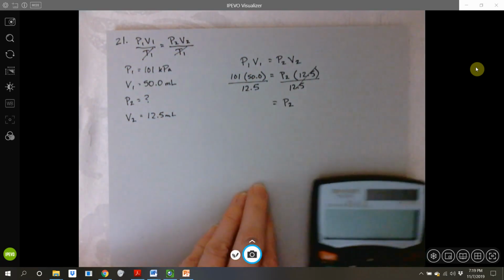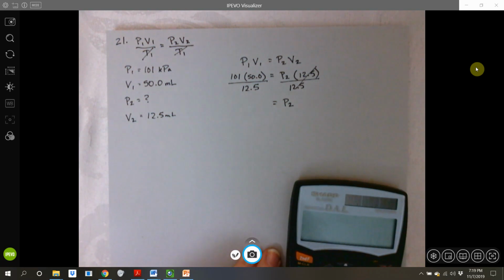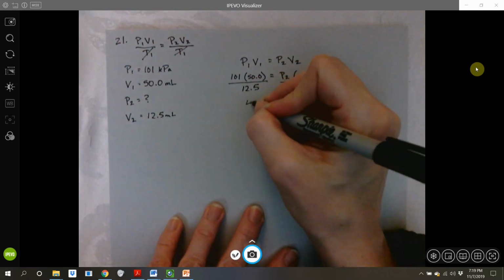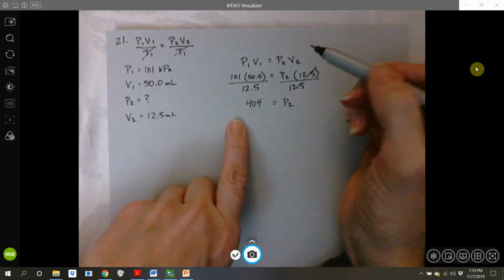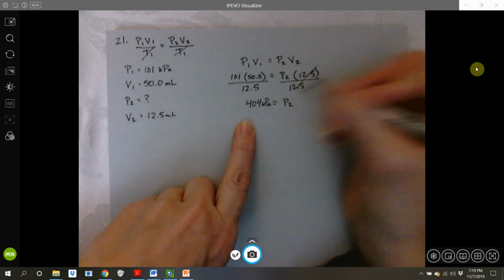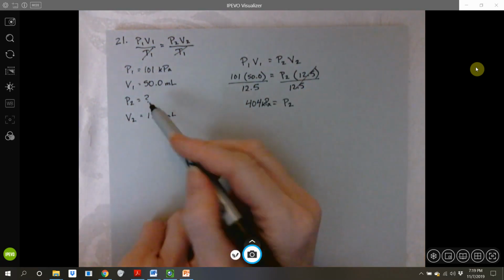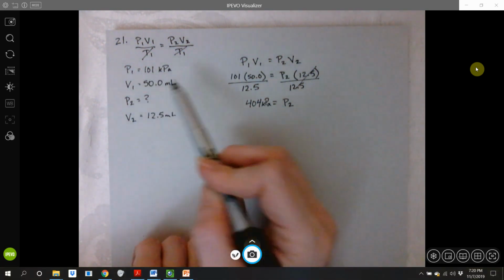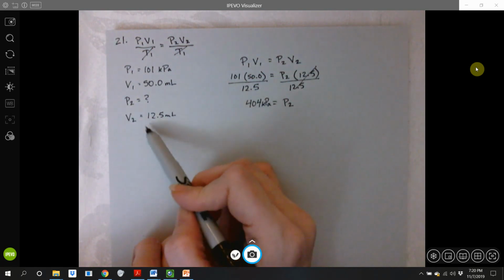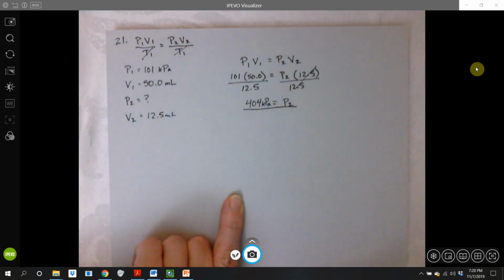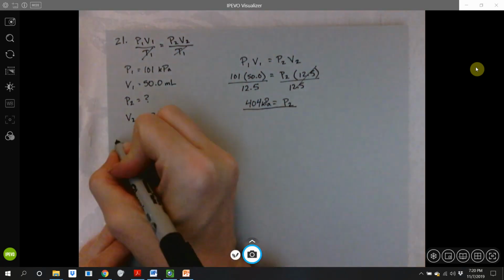Let's type it into our calculator and find an answer. 101 times 50 divided by 12.5 gives us 404. Now we were measuring in kilopascals, so this will be in kilopascals, kPa. And also we have 3 digits, 3 digits, because that 0 is at the end of the number and after that decimal. So we need 3 digits in our answer, so 404 is all set to go. That's it. Let's look at number 22.